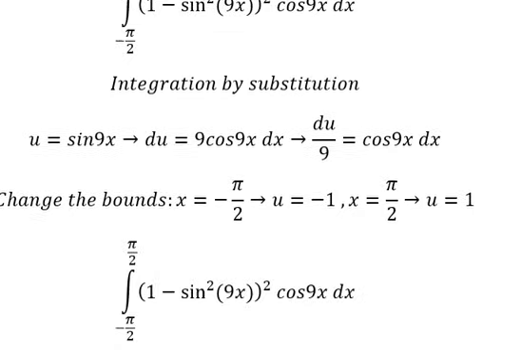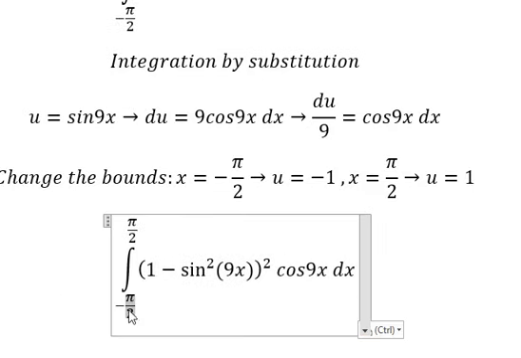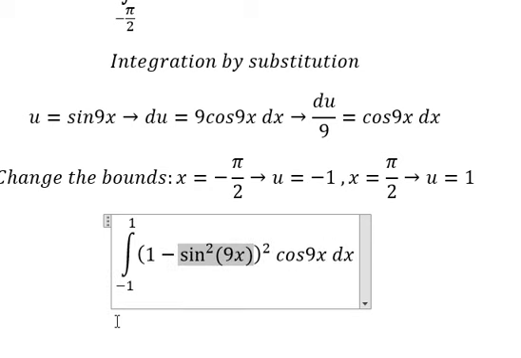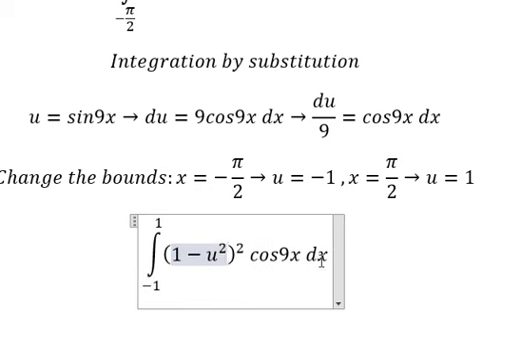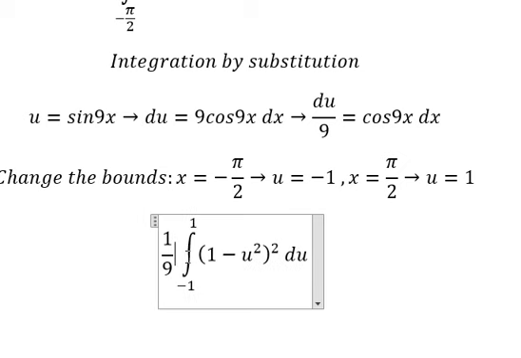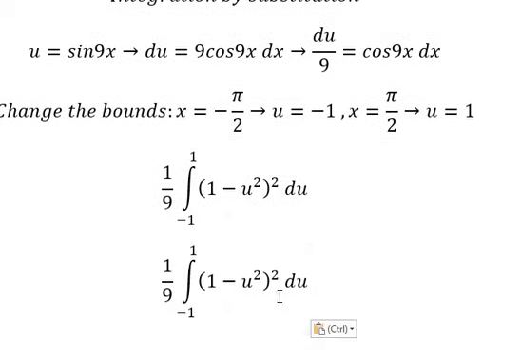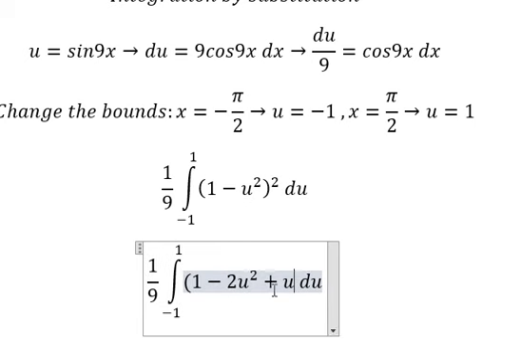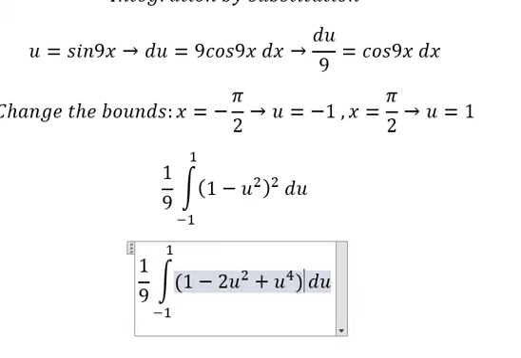Now this one we have negative 1, and this one is positive 1. This one we change for u, and this one we change for du over 9. And now we need to expand this one, and now we have the final answer.